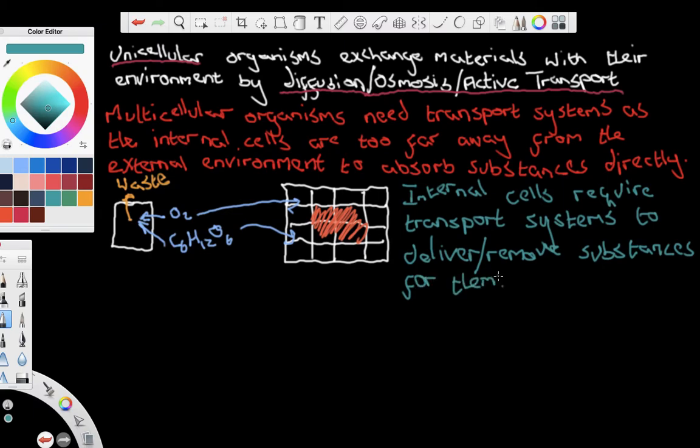Okay. Now, there are different types of transport system that you need to know about. So I'm going to briefly touch upon them here. So we can put the subheading types of transport system. And we can underline it because that's a subheading.